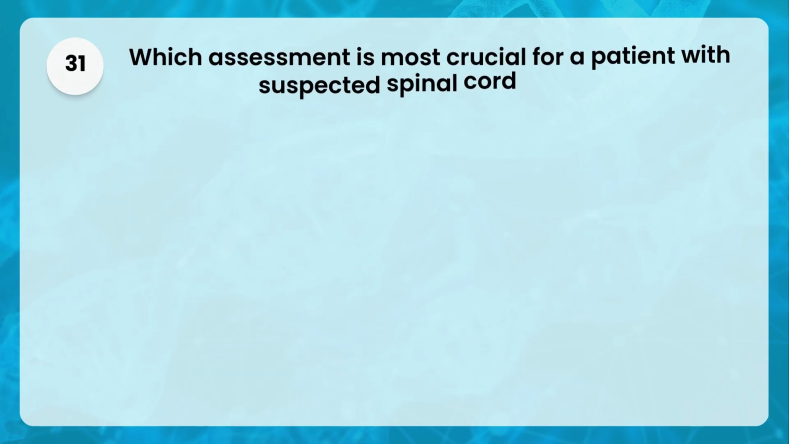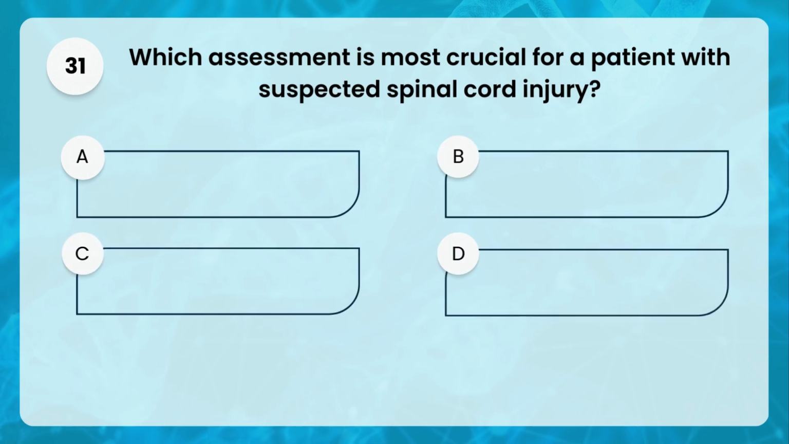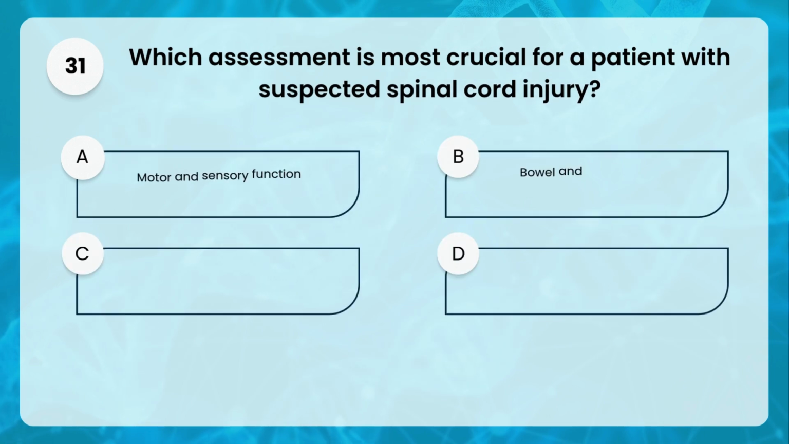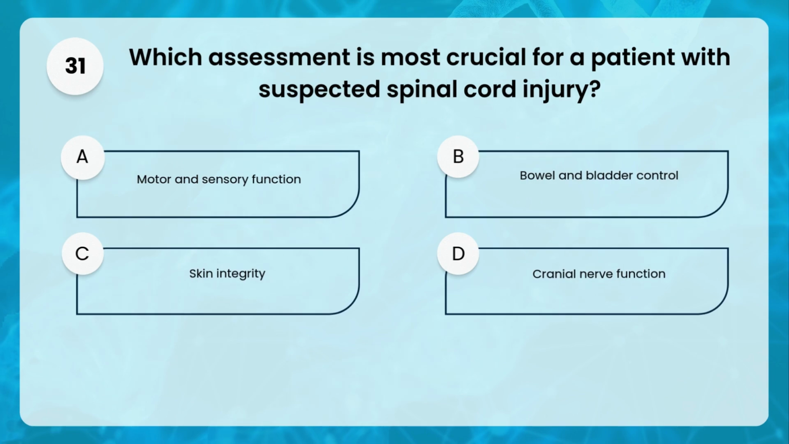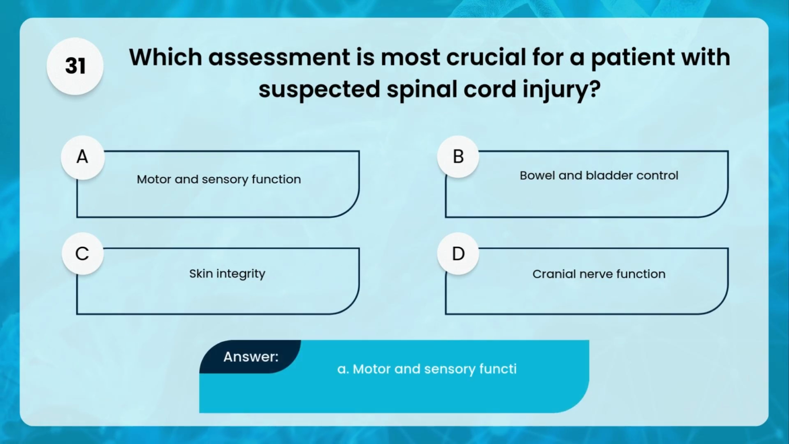31. Which assessment is most crucial for a patient with suspected spinal cord injury? A. Motor and sensory function. B. Bowel and bladder control. C. Skin integrity. Or D. Cranial nerve function. The answer is A. Motor and sensory function.